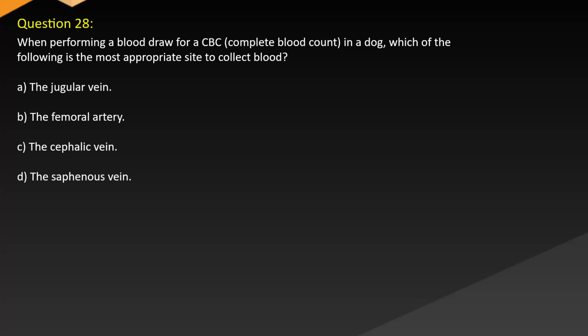Question 28. When performing a blood draw for a complete blood count in a dog, which of the following is the most appropriate site to collect blood? A. The jugular vein. B. The femoral artery. C. The cephalic vein. D. The saphenous vein.